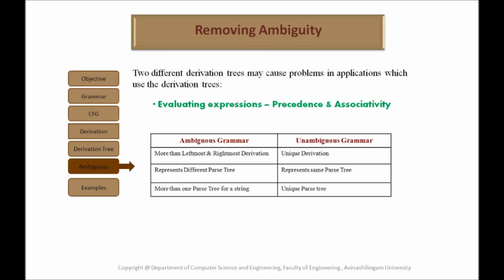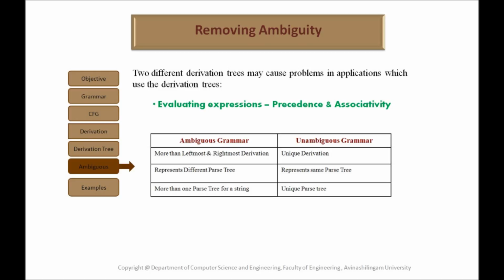Two different derivation trees may cause problems in some applications which use the derivation tree. The string has to be derived using two conditions. The expressions have to be evaluated based on precedence and based on associativity. Here we have what is ambiguous grammar and what is unambiguous grammar. The difference between ambiguous and unambiguous.